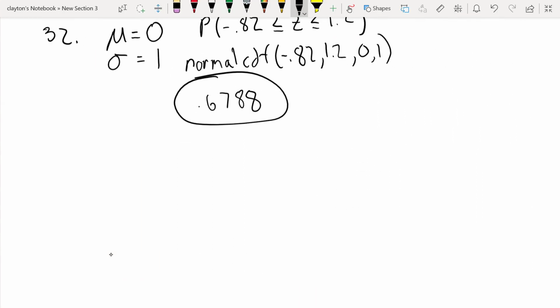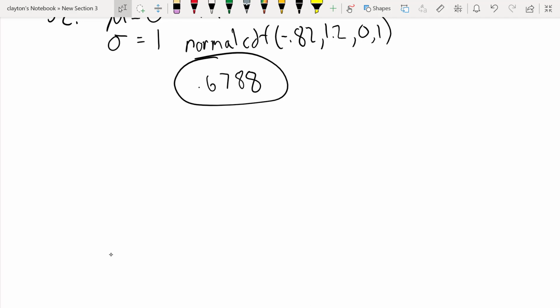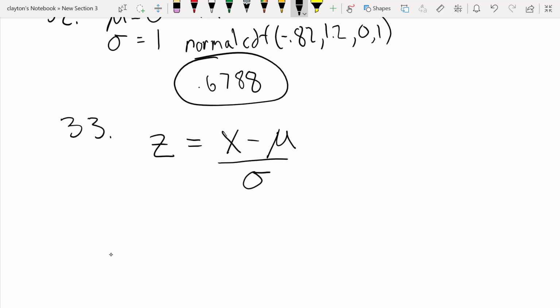33. So it says for questions 33 through 35, first find the corresponding z values by hand, and then you may use your calculator or z table. Okay, so it wants us to find the z values, and so all we need to know is the z-score value is equal to the x value that you're interested in minus your mu all over your standard deviation. This gives a way to normalize the results here, so we can just look at our z-scores.